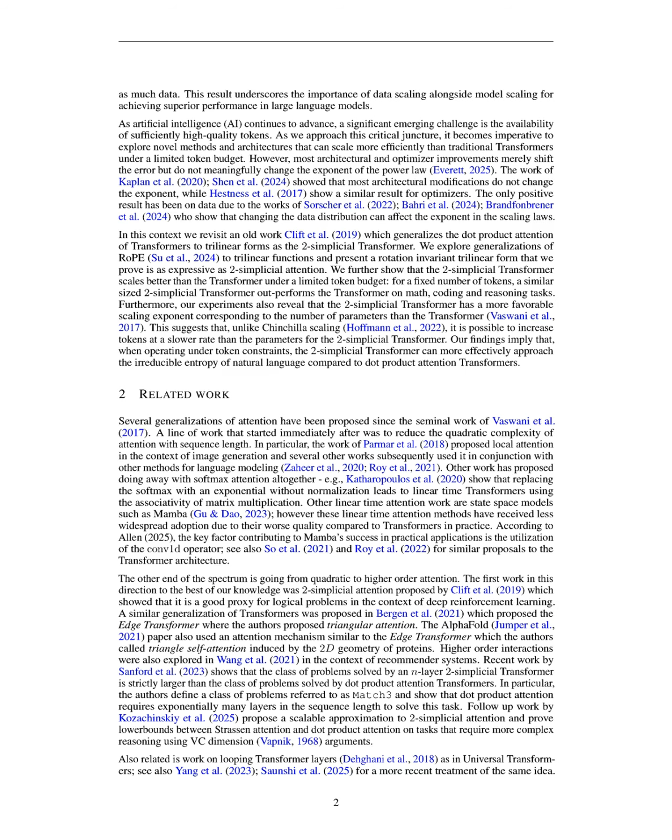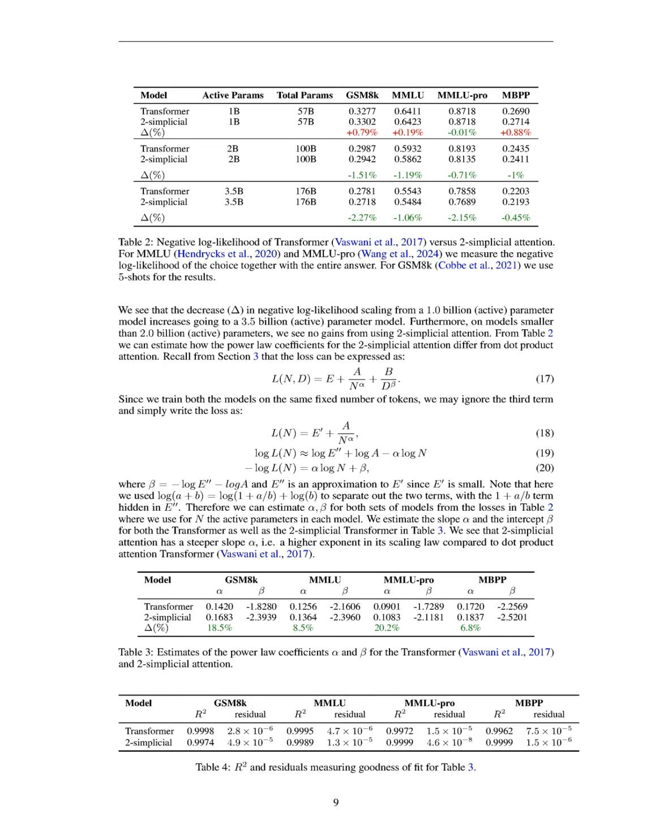When comparing the scaling laws, the two-simplicial attention demonstrated a steeper slope, alpha, indicating a higher exponent in its scaling law compared to traditional dot product attention transformers. This suggests that the two-simplicial transformer is more effective in terms of scaling performance under the same token constraints. Overall, while the two-simplicial transformer improves the exponent in scaling laws, its advantages are more pronounced in scenarios where token efficiency is critical.